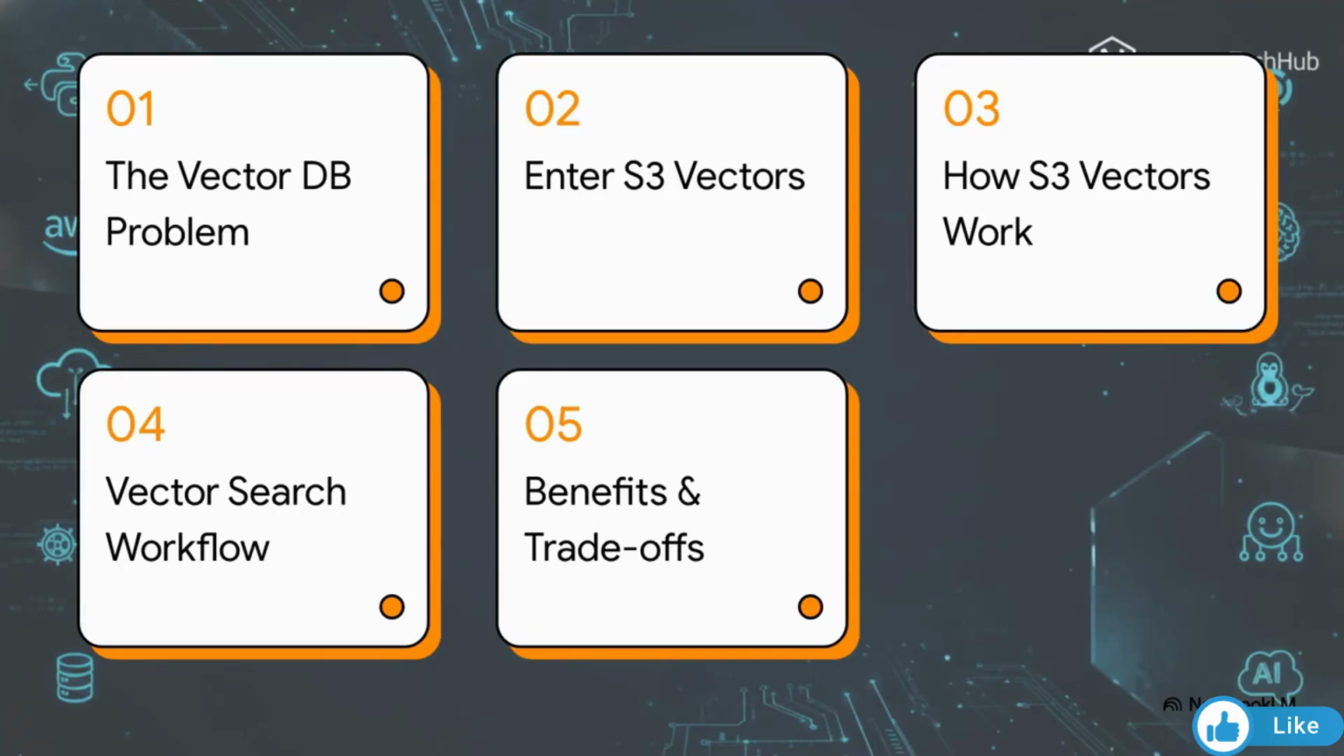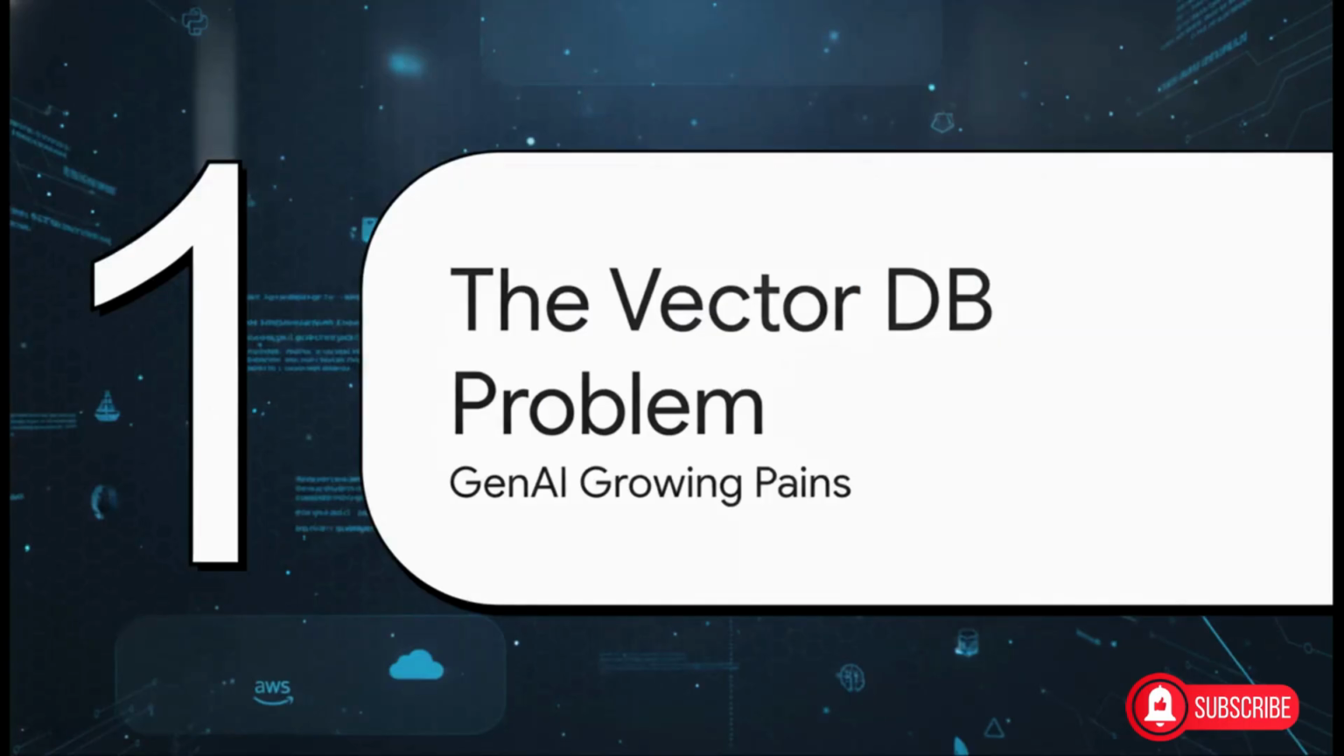Here's our roadmap. First, we'll hit the vector database problem. Second, enter Amazon S3 Vectors. Third, exactly how S3 Vectors work. Fourth, the vector search workflow. And finally, we'll wrap up with key benefits and trade-offs. Let's get to it. Part 1. The Vector Database Problem.